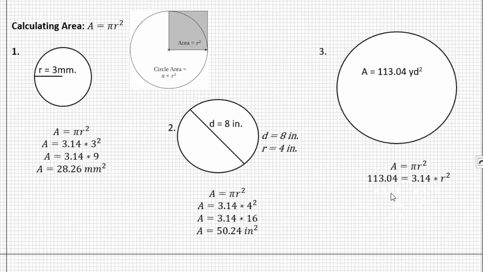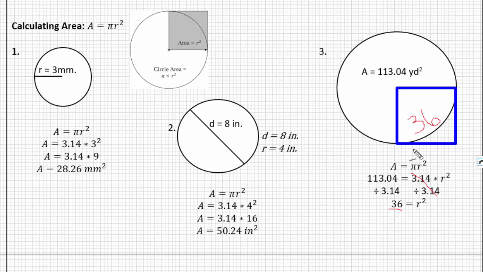So now we can think of this like backtracking. We want to get r squared by itself. So what's happening to that? Well, it's being multiplied by 3.14. So that's what we need to undo. So if we divide both sides by 3.14, we can cancel this out and find out what r squared is equal to. So dividing by 3.14 on the right hand side cancels this out, and 113.04 divided by 3.14 is 36. So 36 is equal to r squared.